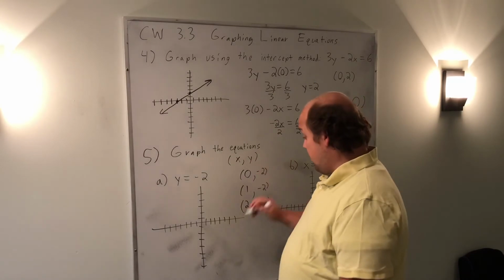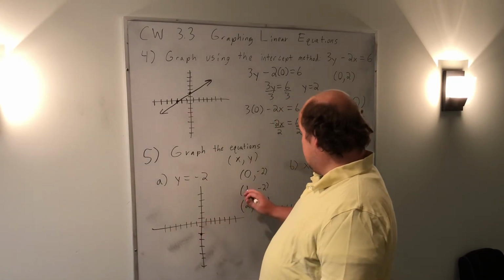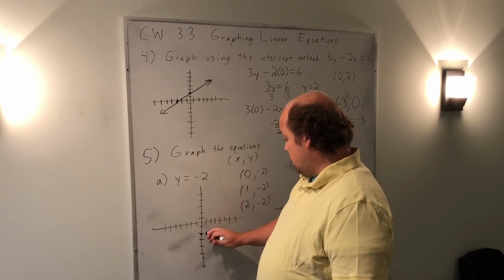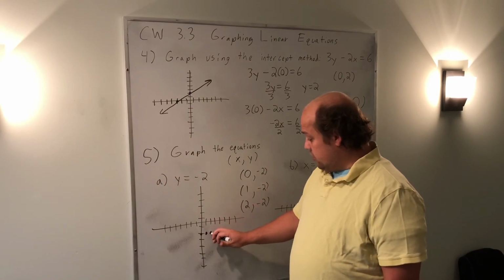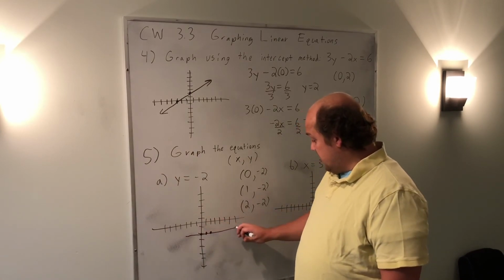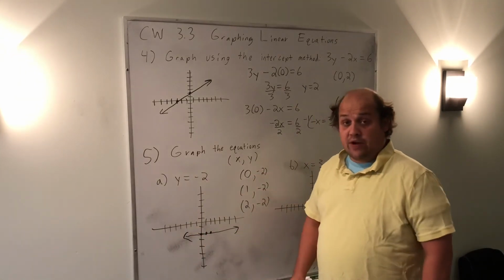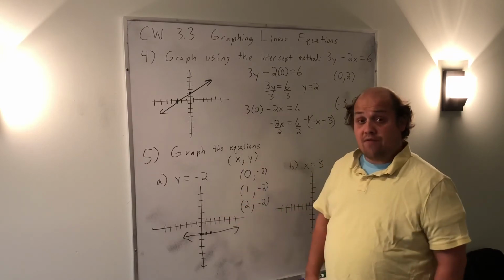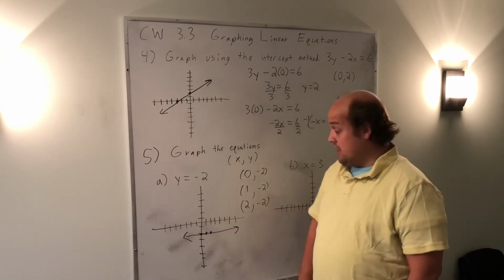First graph, 0, -2. I go left or right 0, down 2. Second, 1, -2. I go right 1, down 2. Third, 2, -2. I go right 2, down 2. This is my line. You absolutely do not need to create these points. If you know y equals lines are horizontal at whatever the y value is, jump right to it and show me the line. That's perfectly fine.